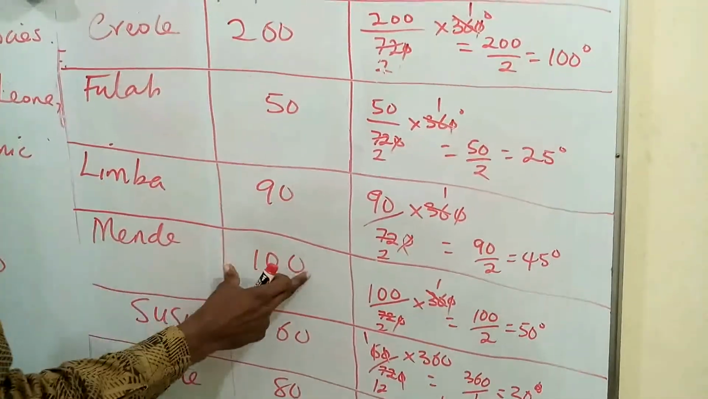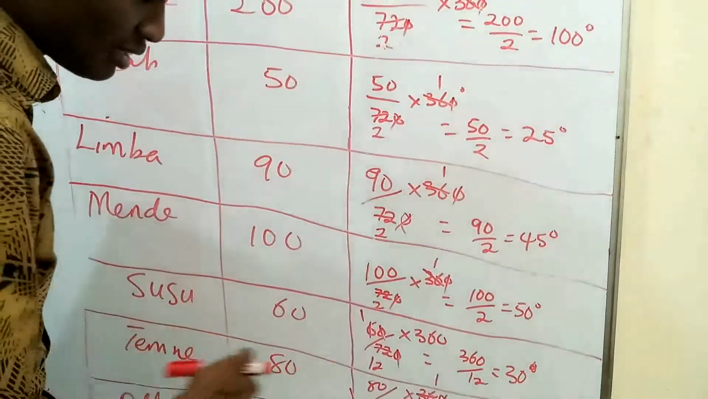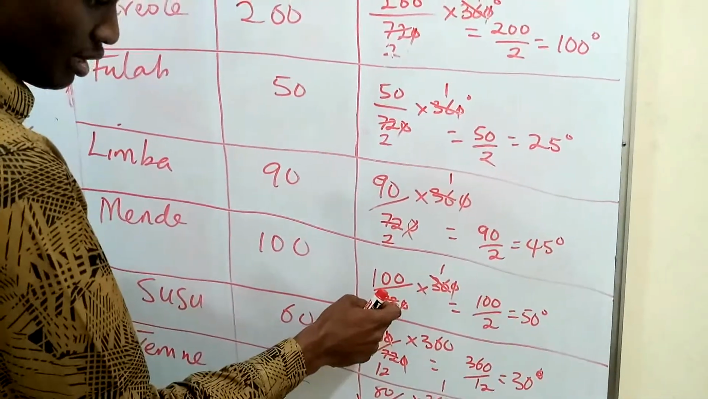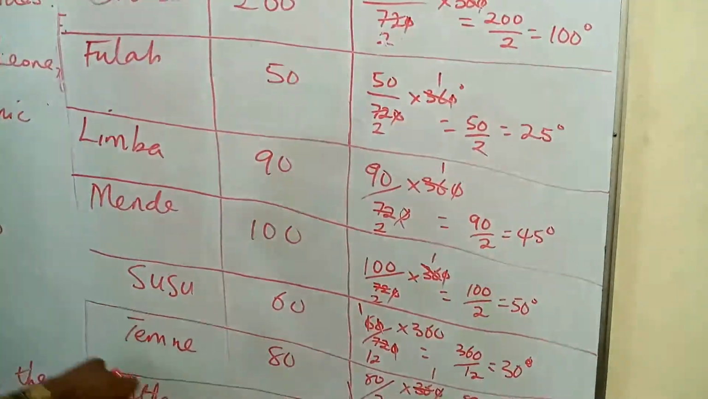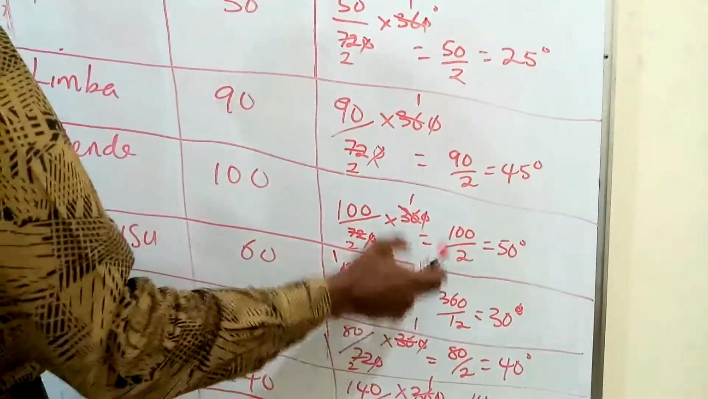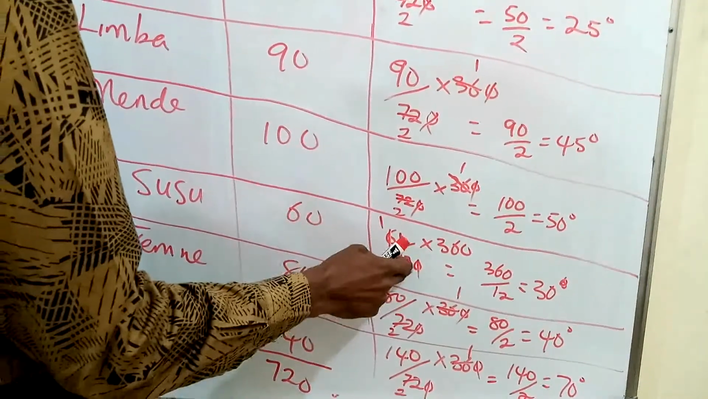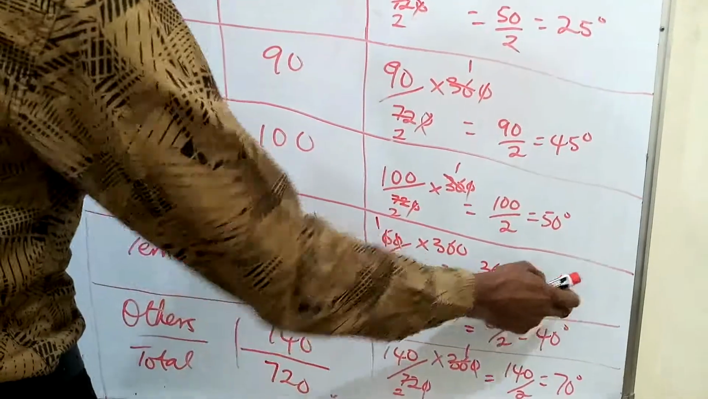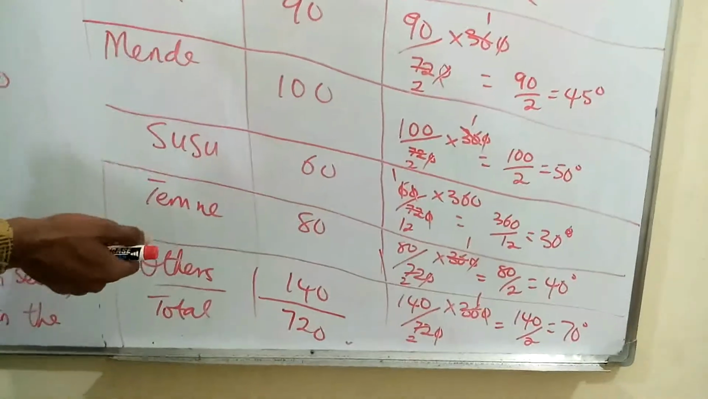For Mende, we have 100 people. So we have 100 all over total number of 720 multiplied by 360. 0 will cancel 0. 36 here is 1. Into 72 we have 2. 100 divided by 2 gives us 50 degrees. For Susu we have 60. So we have 60 all over 720 times 360. 0 will cancel 0. 6 into itself is 1. Into 72 we have 12. We have 360 divided by 12 and we get 30 degrees. So the angle of sector for Susu is 30 degrees.